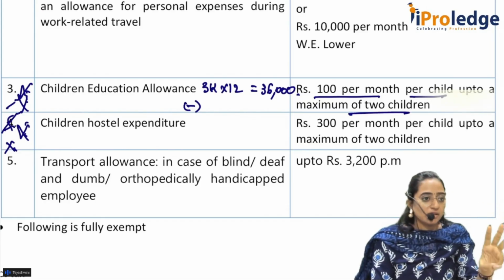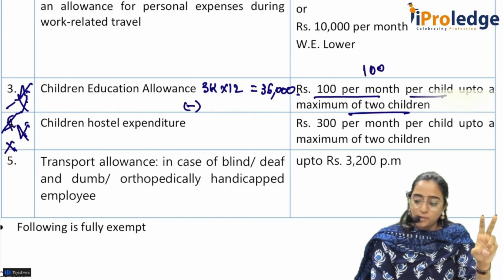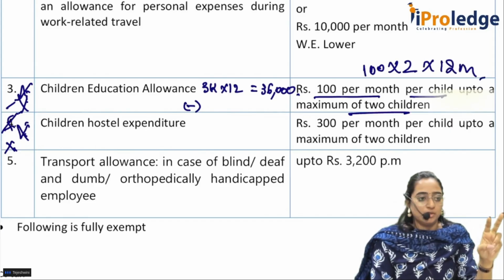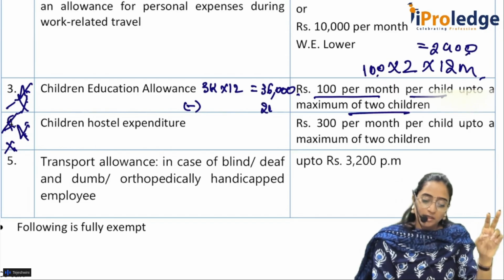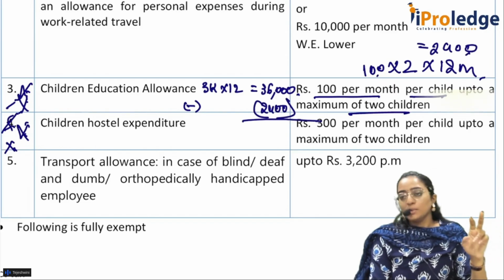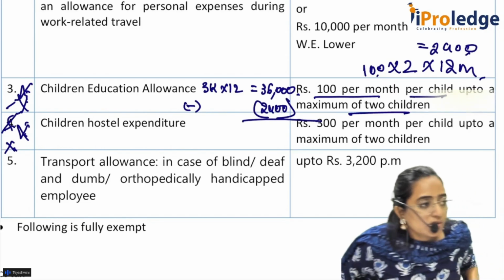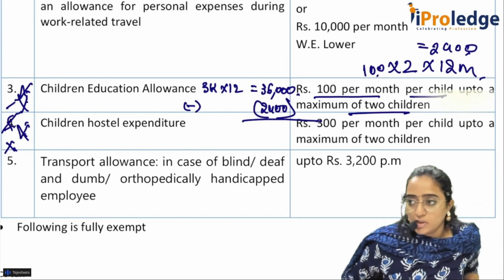Suppose you have 3 children. How much is the exemption that you would get? 100 rupees per month per child, for a maximum of 2 children. So how much is it going to be? 2,400. You will get an exemption of 2,400. The maximum you can get from children education allowance is going to be 2,400.